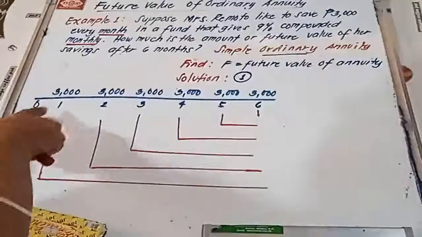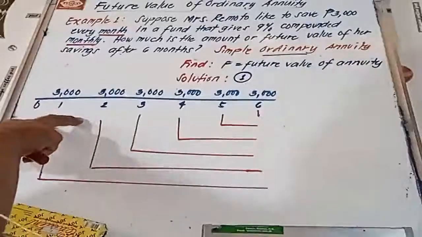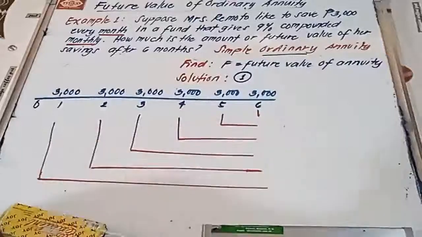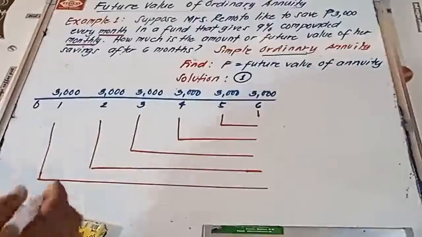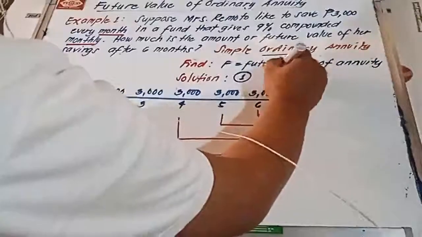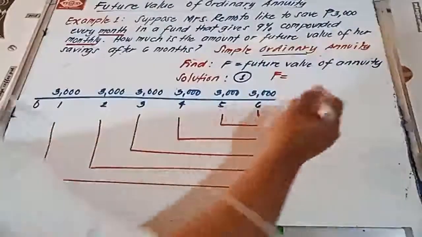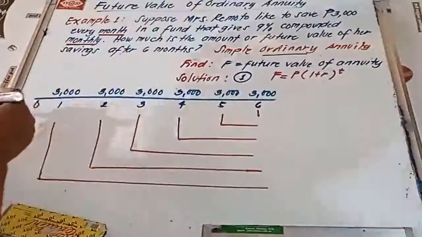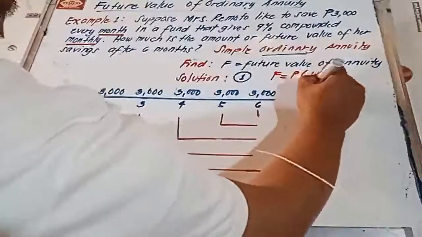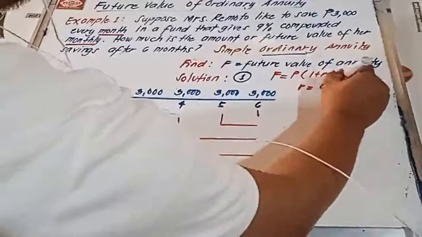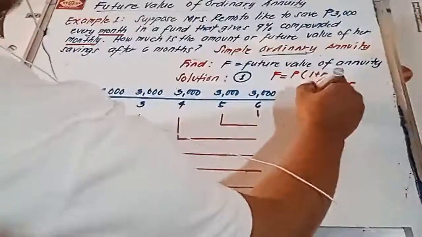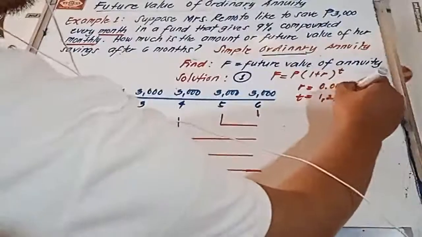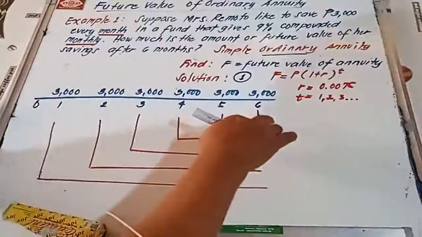And of course, this first payment will earn more interest as compared to the fifth payment. Actually, the sixth payment will not earn anything because it is already in the future. So we're going to use this formula to determine the future values of these payments: P times 1 plus R raised to T. Our R, which we solved earlier, is the interest rate per period, that is 0.0075. And our T varies from 0 to 5.